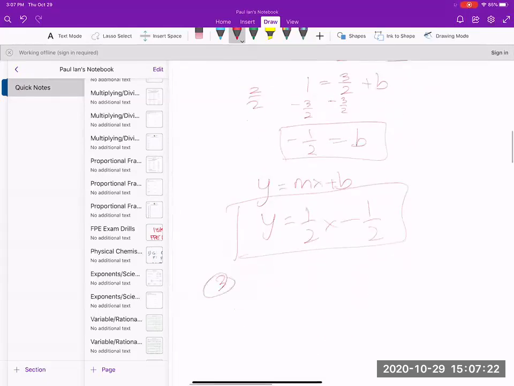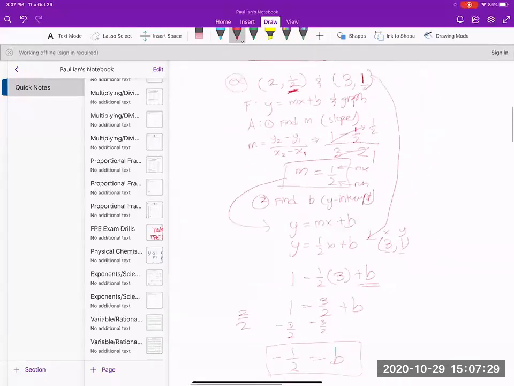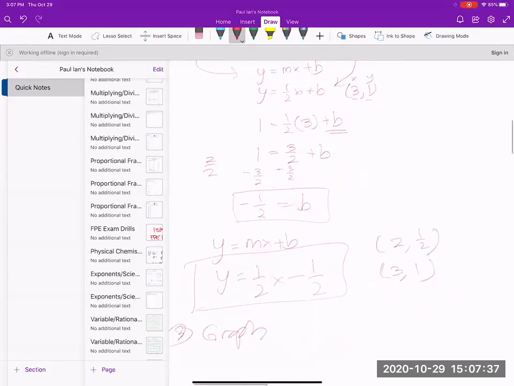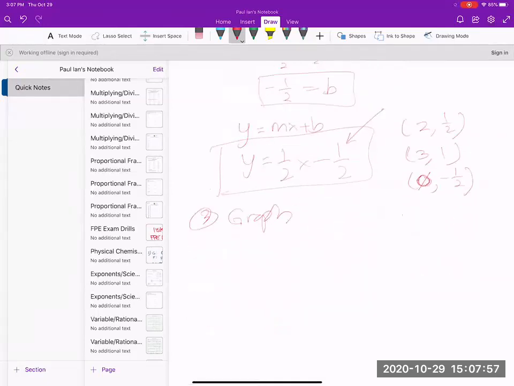Now let's graph it. So let's see what our coordinates are. We have 2 and 1/2. We have 3 and 1. And we know the y-intercept from the line equation. What is your x in the y-intercept? 0, right? And then so it's 0, negative 1/2. So that's our third point.